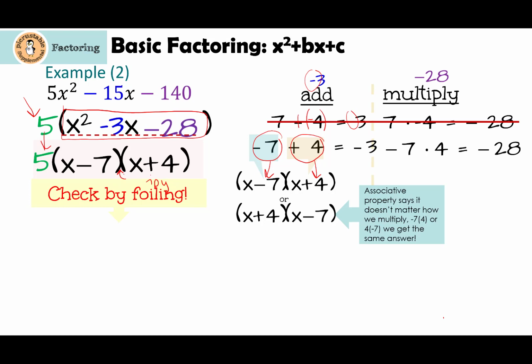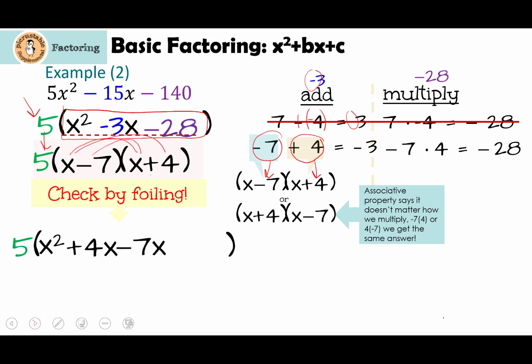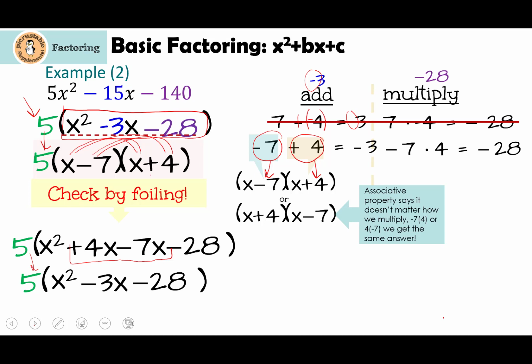So let's do it. Let me erase some of this here. So we have 5, and I'm going to FOIL. So I'm going to take x times x, which is x squared, x times 4, which is 4x, negative 7 times x, which is negative 7x, and then finally negative 7 times 4, which is negative 28. My next step, of course, I'm bringing this down. x squared is just x squared, but 4x minus 7x is negative 3x, and then finally we have negative 28.